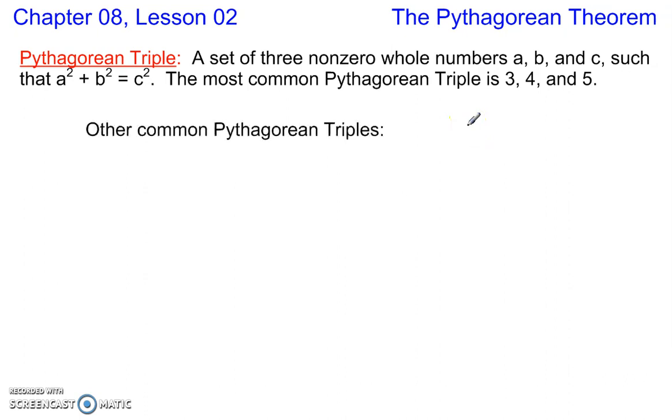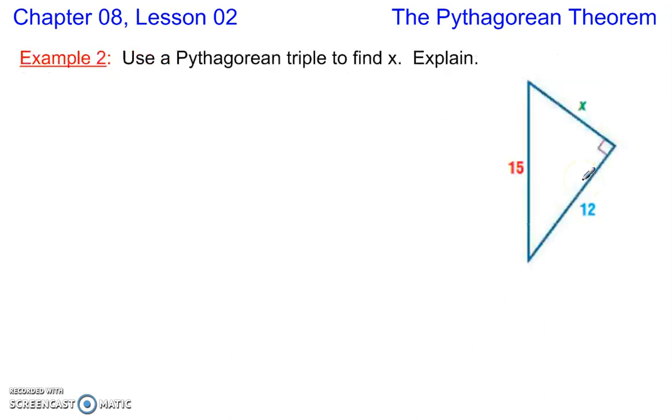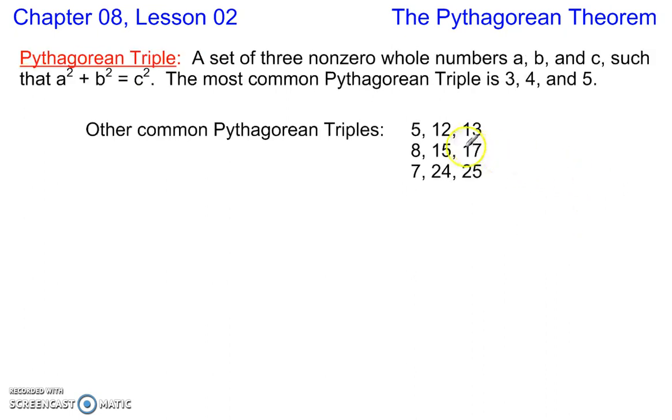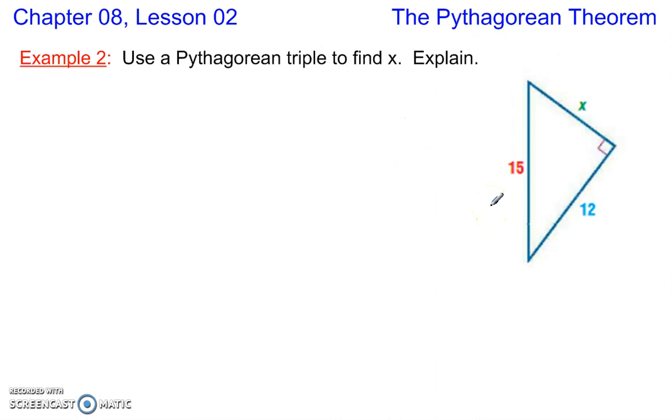There are other Pythagorean triples, like 5, 12, 13; 8, 15, 17; 7, 24, 25. Now, at least be familiar with 3, 4, 5 and all its multiples, and I would say at least this one. If you want to learn these next couple, they might come in useful at some point too. So, how to use the Pythagorean Triple to find x.